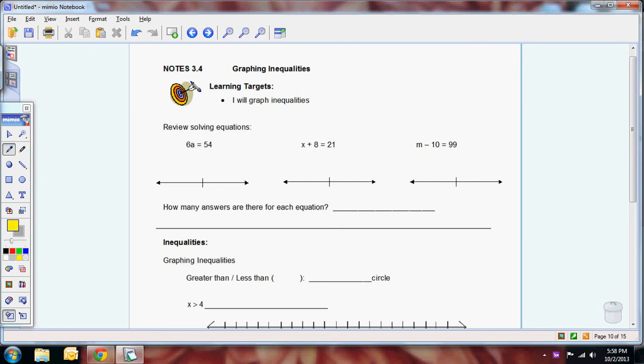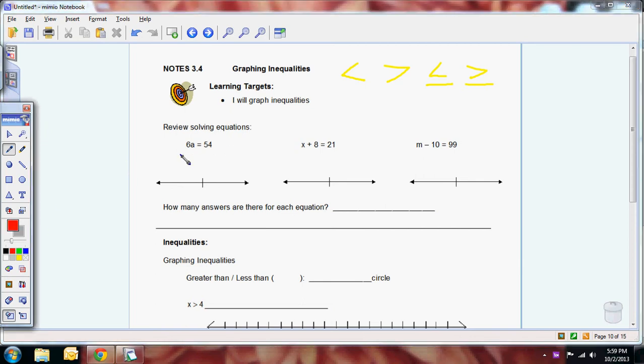For graphing inequalities. So we've just finished solving equations. We're going to move into inequalities, and if you remember from what we did in Unit 1, inequalities are anything but an equal sign. So it could be less than, greater than, less than or equal to, or greater than or equal to. So they're not going to be equal to a number, they're going to be one of these. So let's just do a couple of these, remembering equations and seeing how they compare to the inequality.